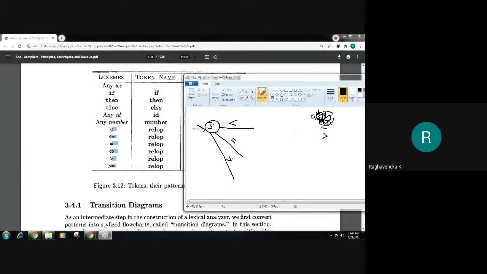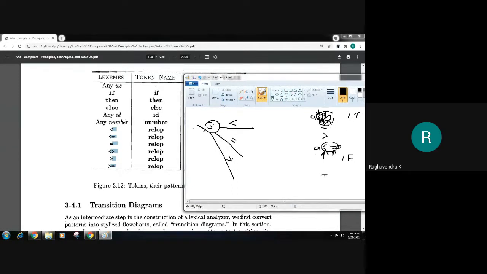This is the second point I was talking about. Suppose we have something like a <= b, where lexeme begin is here and forward is present here. When I see this, I know that this entire thing is a relational operator, and less than or equal to has to be returned. In the first case, less than has to be returned as a token attribute value.